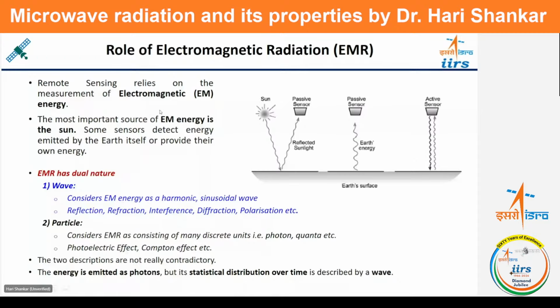If 100% energy is coming from the sun, hardly 40 or 45% reaches the earth surface. Then out of that 45%, some energy is reflected towards the sensor side, and some is again absorbed by the atmosphere or reflected from it. Then hardly 10 to 15% energy reaches the sensor, and only that energy is useful for remote sensing applications.